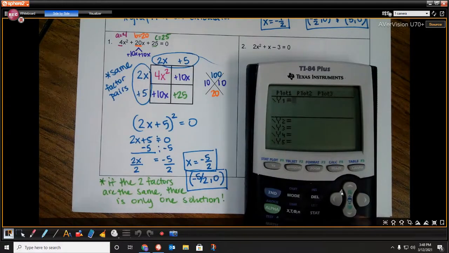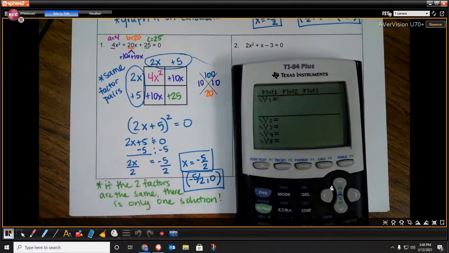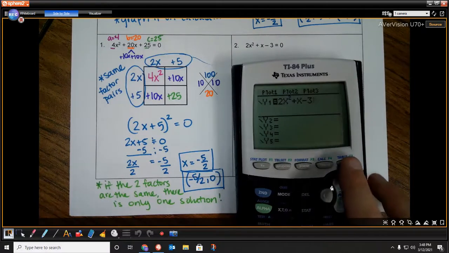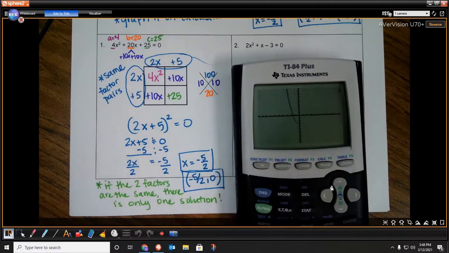All right, so now what I'm going to do is for number 2, I'm going to go ahead and graph this right away to begin with. And I'm going to say 2x squared plus x minus 3. And we are going to hit graph. We're going to see what it looks like. So this tells us that it hits the graph twice. So we are going to have 2 solutions.